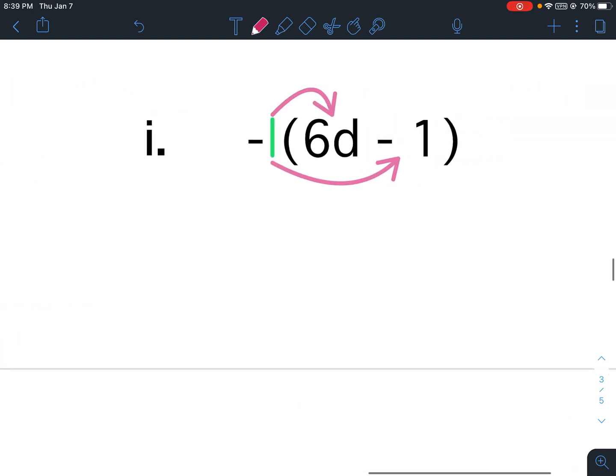Last problem. Again, I'm multiplying by -1. When you multiply by -1, you're just taking the opposite of whatever's on the inside. So -1 times 6d, or the opposite of positive 6d, would give me -6d. And then the -1 times -1, or the opposite of -1, would be positive 1.